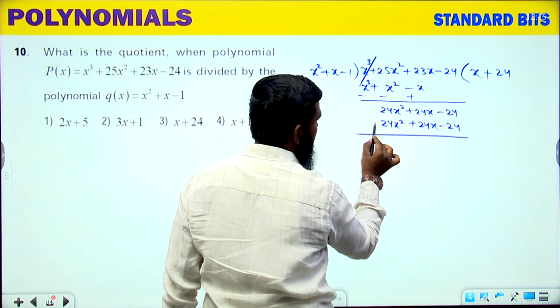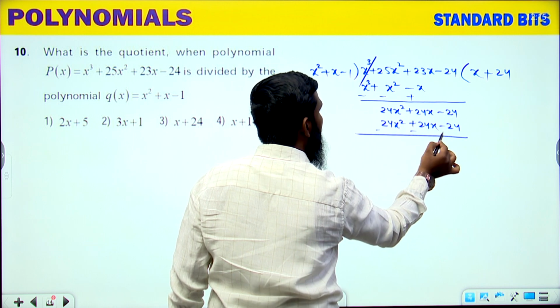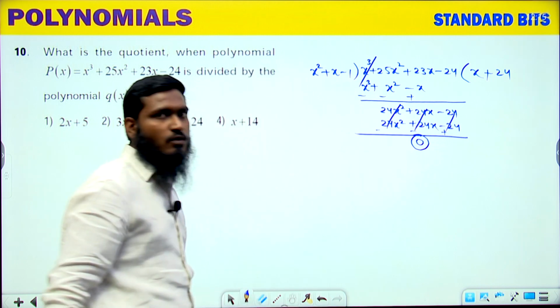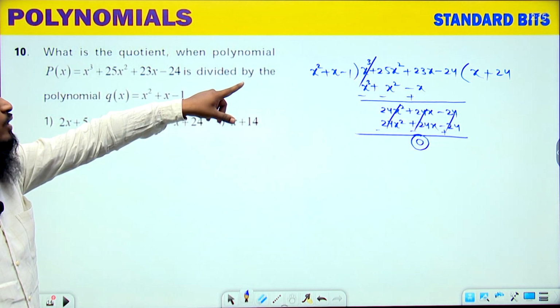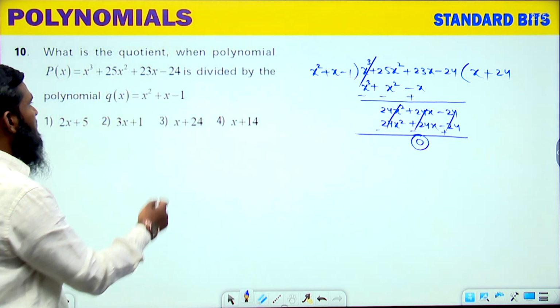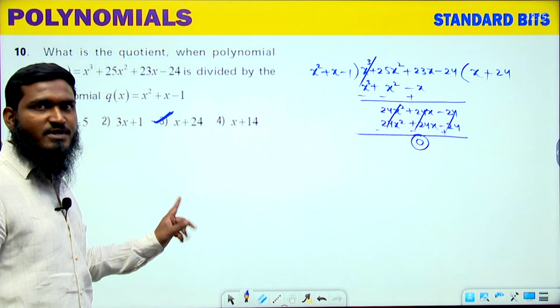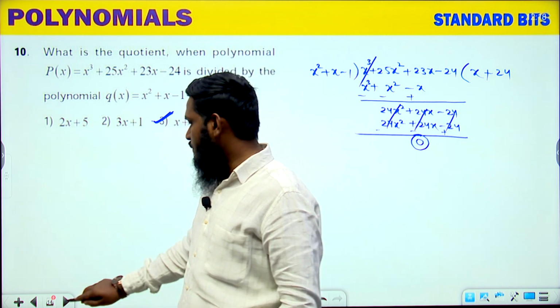Now let us change the signs: plus will become minus, plus will become minus, minus will become plus. This part gets cancelled. Answer is what? 0. So what is the answer we are getting over there? Quotient is x plus 24. x plus 24 means let us go with option number 3. Option number 3 is correct. Now let us see the next question over here.